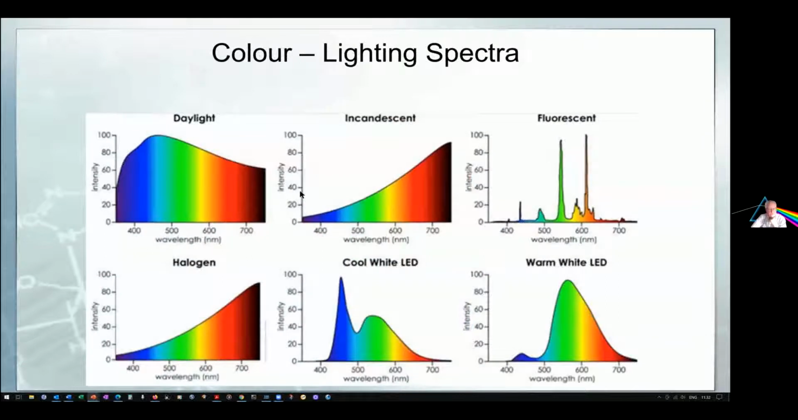Now, if talking about lighting, these are the spectral properties of different types of illumination that we use in our homes. So daylight has this typical spectrum in terms of intensity, incandescent light, and then fluorescence, very spiky and peaky, and halogen is very similar to incandescent. And then the two main forms of LED have different spectral properties to get warm white or cool white.